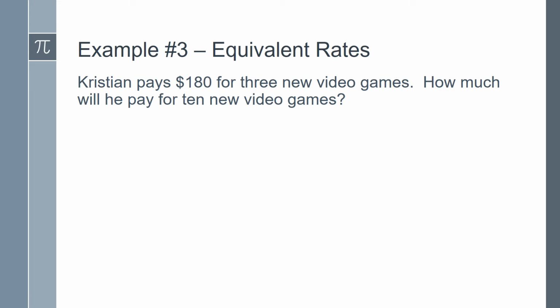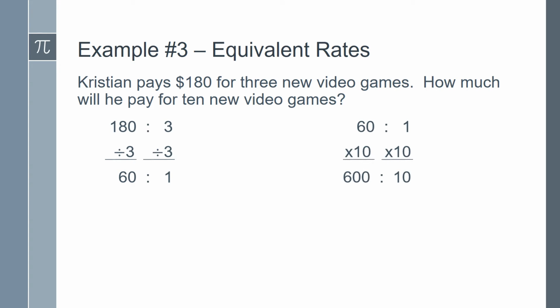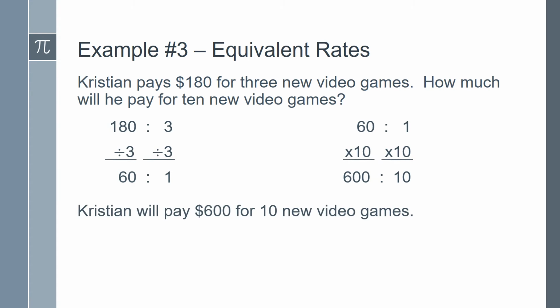Christian pays $180 for 3 new video games. How much will he pay for 10 new video games? We'll start by dividing both sides of the rate by 3 to find the unit rate. In this case, the unit rate is $60 per 1 game. Now we can multiply this unit rate by 10 to find how much Christian pays for 10 new video games. Multiplying both sides by 10, we find 600 to 10 is our rate for 10 video games. Christian will pay $600 for 10 new video games.